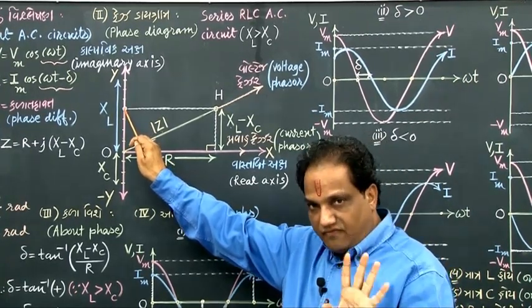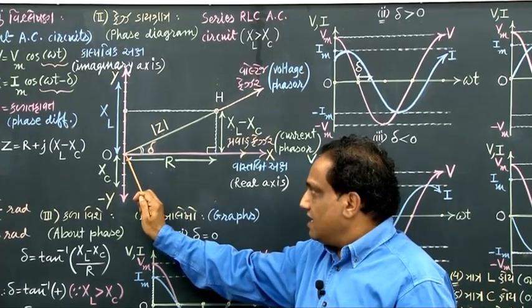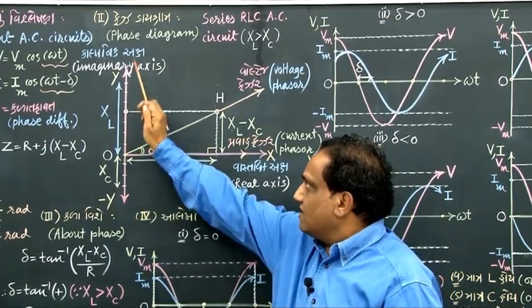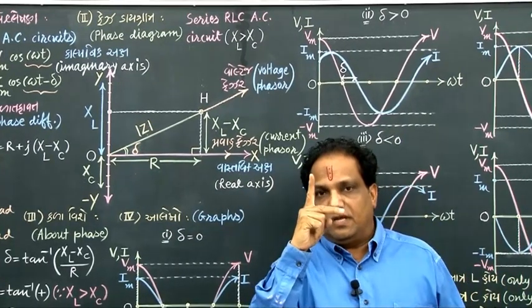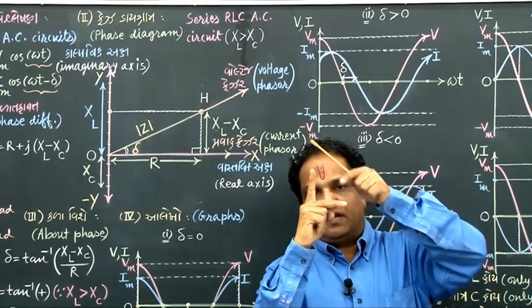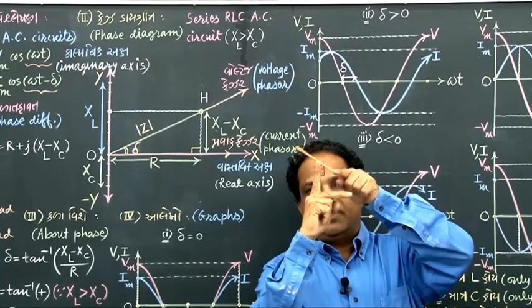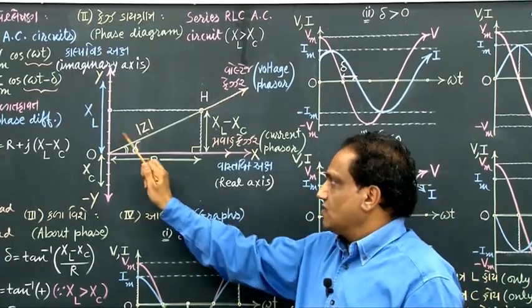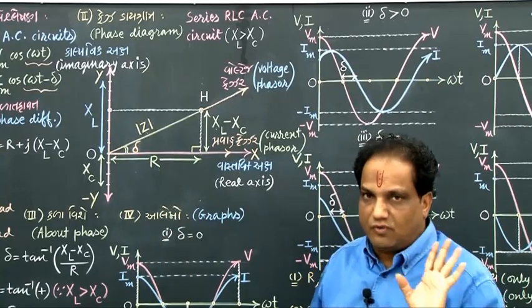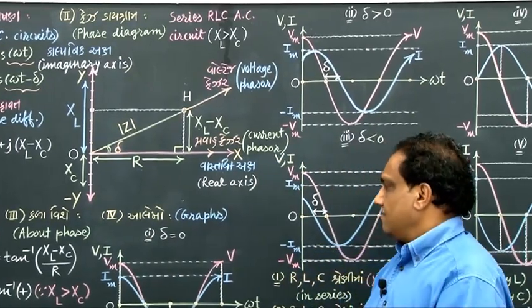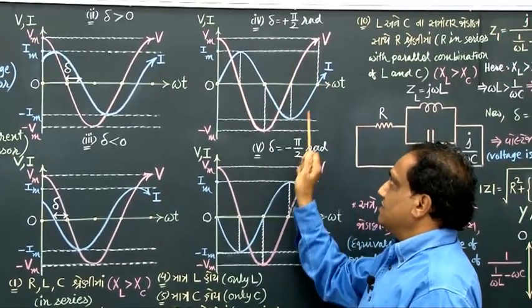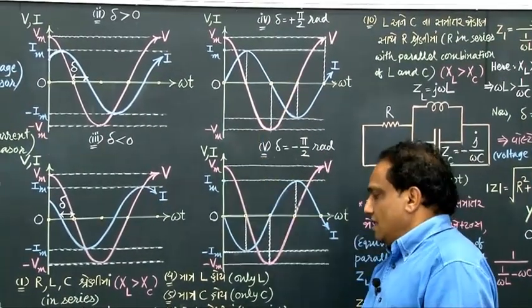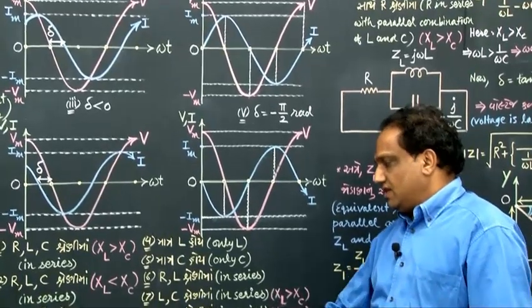Is it there? Fine. Now extend this ray. Ray OH will give you the voltage phasor. This is the current phasor. The angle between this voltage phasor and current phasor, you can see, is plus pi by 2 radian. In the first quadrant, delta is plus pi by 2 radian. Got it? Fine. And for delta equals plus pi by 2, these are the graphs. Okay? Fine.